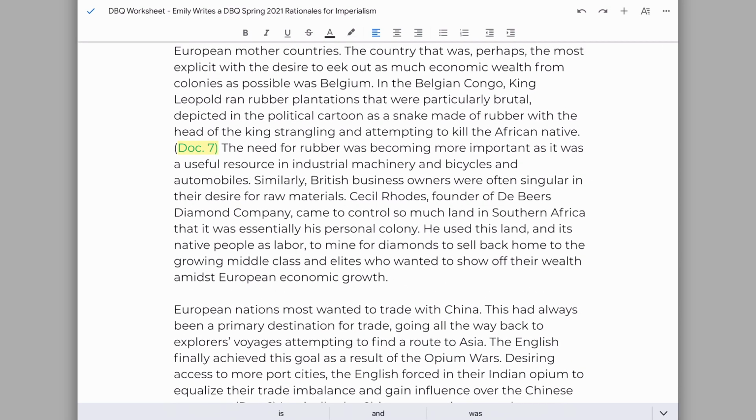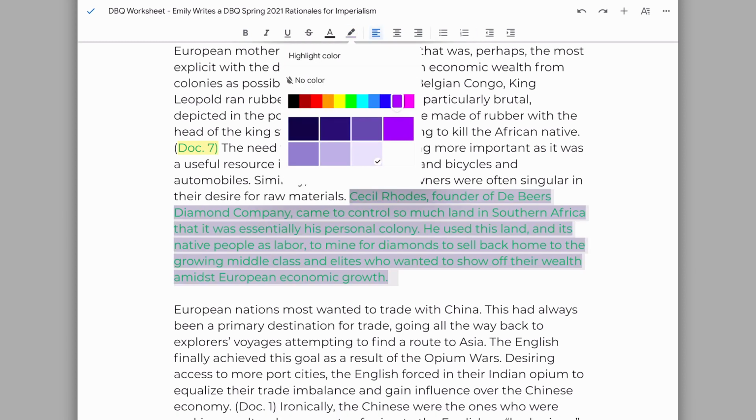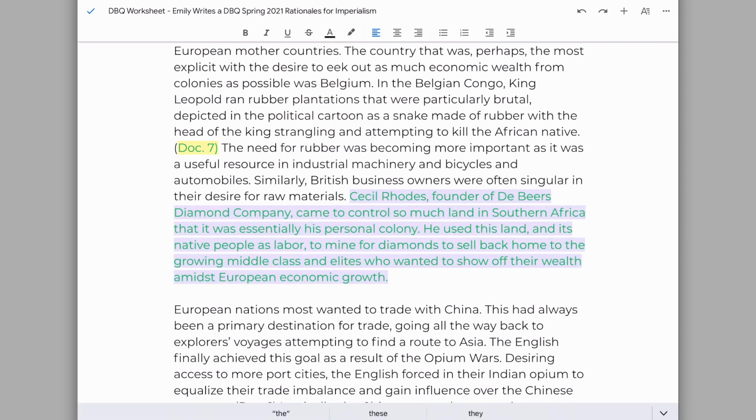And then I get this description of Cecil Rhodes and the founder of De Beers Diamond Company. He had a personal colony. This is interesting. Is this outside information? What we want to do real quick is we're going to go back to the documents to see whether Cecil Rhodes and his De Beers Diamond Company are in one of the documents. Now, if I'm a reader and I'm going through hundreds of these, of course I know exactly what's in every document, but this is something we want to check. Is Emily integrating outside evidence right here at the end of her first body paragraph? So let's take a look.